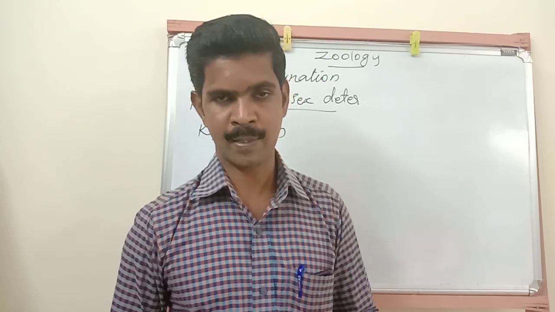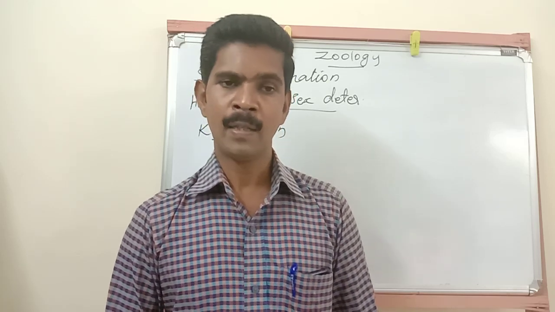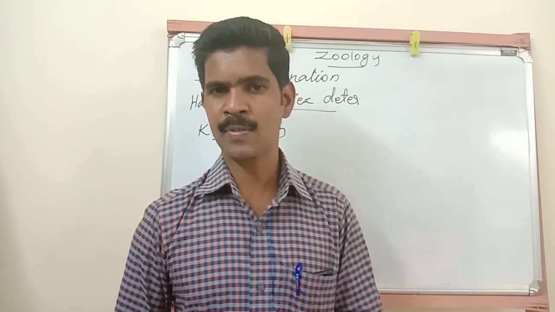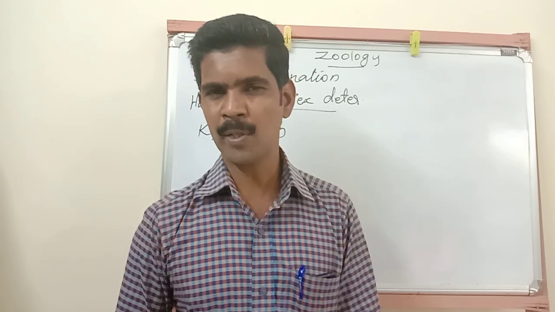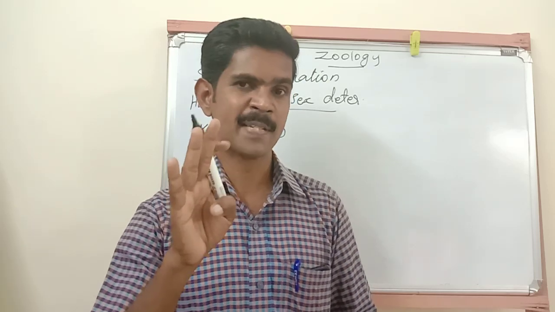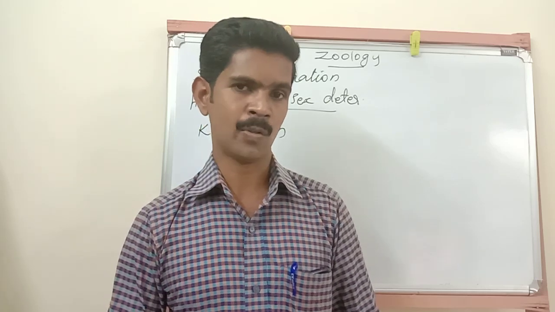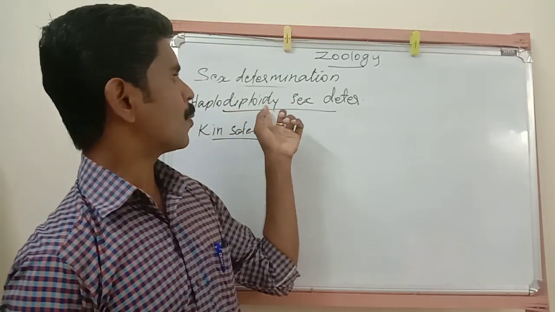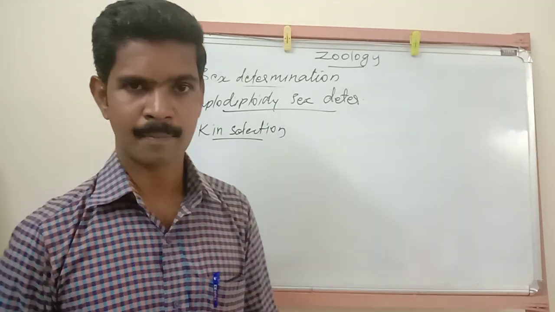Erythroblastosis fetalis is a very important 5-mark question, and it's a very small question. Then the sex determination: XX, XO type, then XX, XY type, then ZO, ZZ type, and ZW, ZZ type of sex determination. So 4 types of sex determination we have studied today, and the sex determination in human beings also. Understand? And finally we studied haplodiploid sex determination and kin selection. These two are important 2-mark questions.